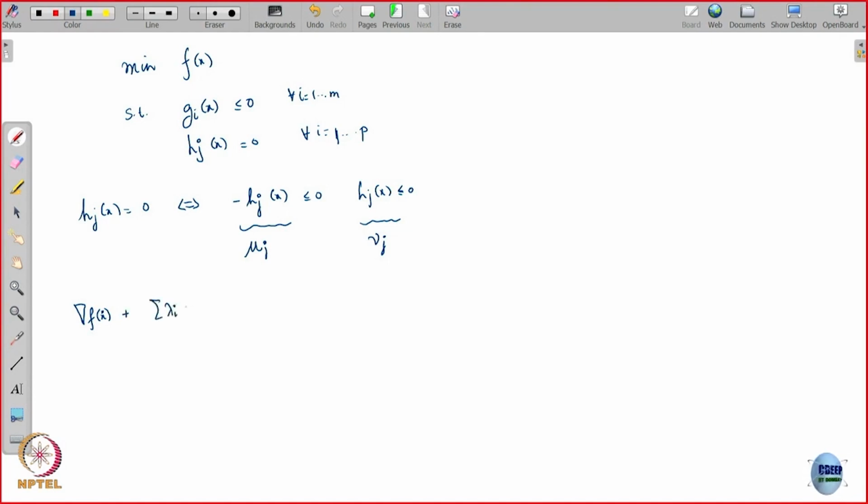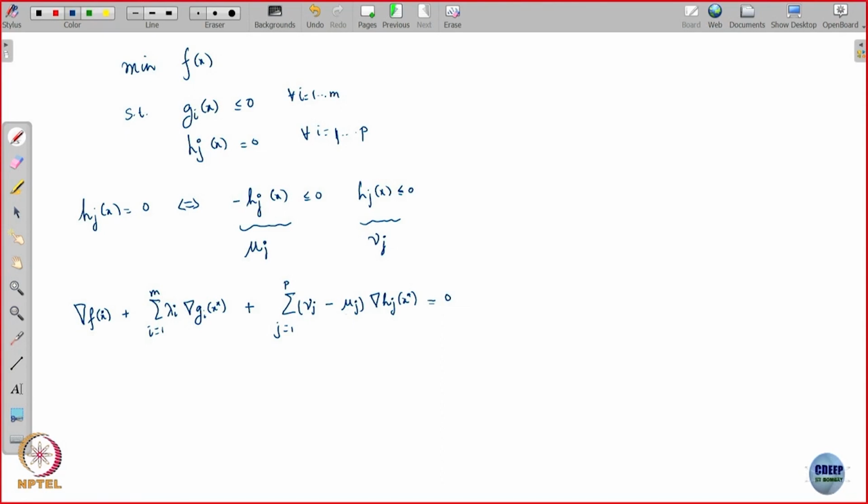Then the KKT conditions will read as gradient of f at x star plus summation lambda i gradient of gi of x star, i from 1 to m, plus summation of nu j minus mu j times gradient of Hj at x star, j going from 1 to p.